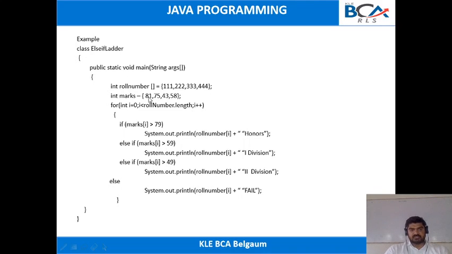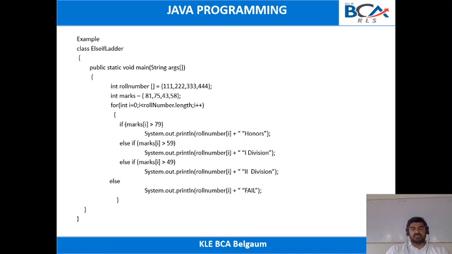So here we have marks as 81, 75, 43 and 58. For 81, 81 is greater than 79, so it will display roll number 111 with honors. Next, 75. 75 is not greater than 79, so it will go for the next condition. 75 is greater than 59, so it will display 222 with first division. This iteration will go on until it has iterated all the elements in the array.